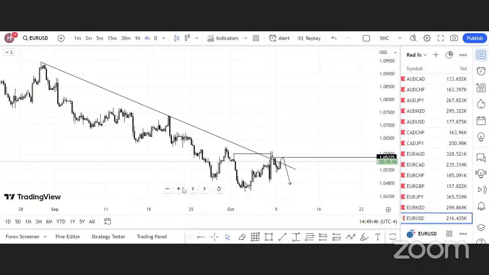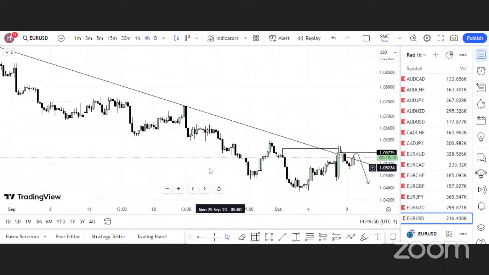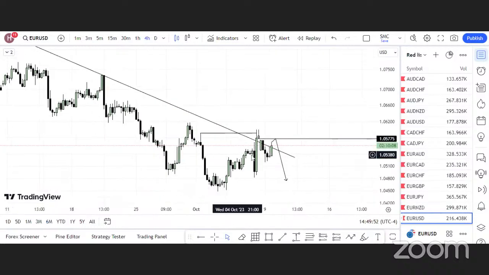Let me zoom on that. So you want to see, yeah, this is beautiful. You want to see something like this, a rejection. You want to see a wick, not a body above the trend line. You want to see the wick on the trend line, yes, but not the body, not like this.